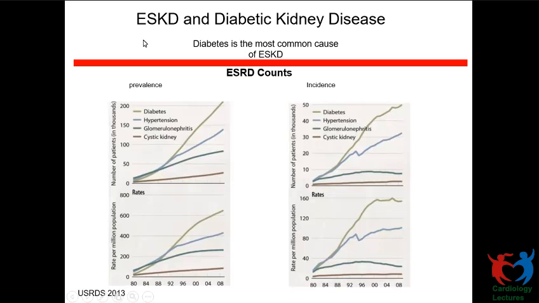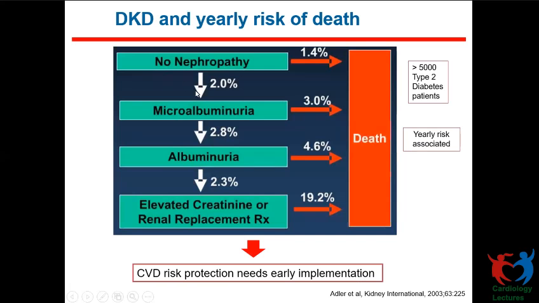Now come end-stage kidney disease and diabetic kidney disease. You can see that the prevalence and incidence of diabetes is very high when compared to hypertension or glomerulonephritis, and the rate also is higher for diabetes. Now come CKD and yearly risk of death.